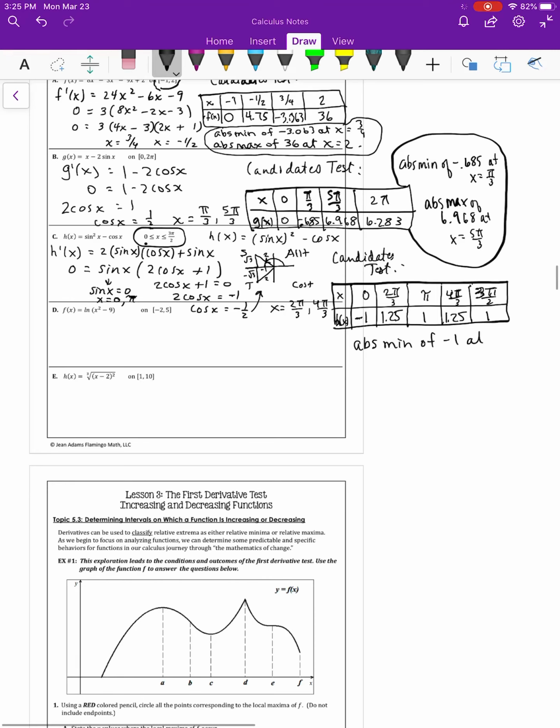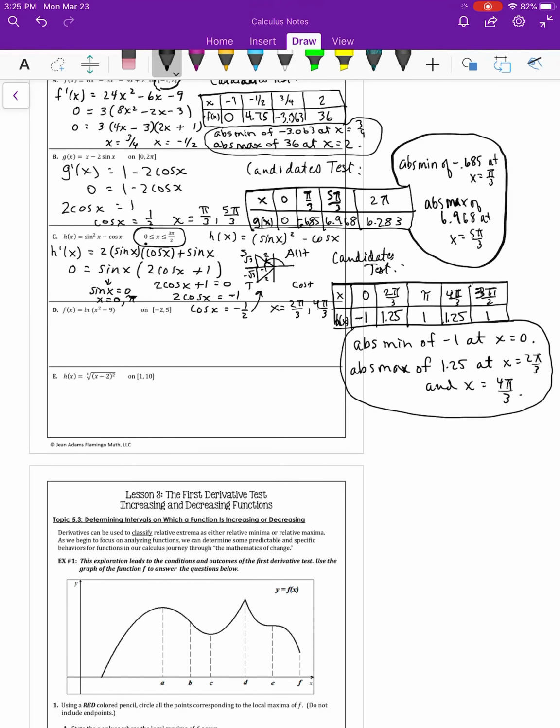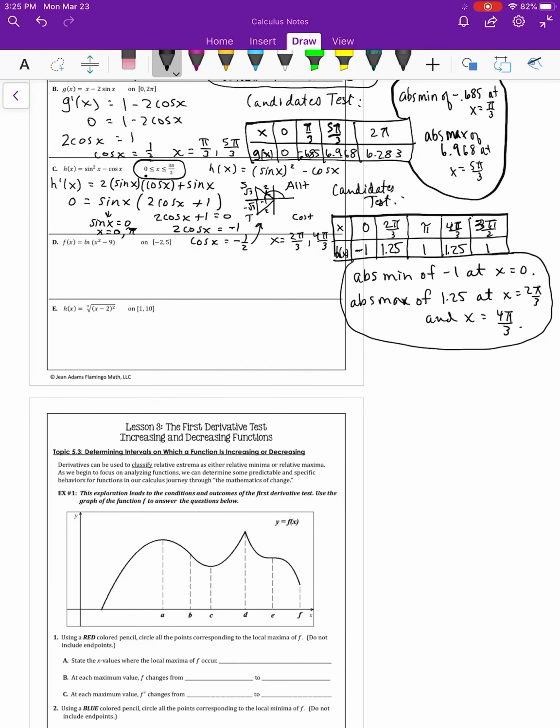So I always like to do the absolute min first. I don't know why, but absolute min of -1 at x equals 0. And then your absolute max is occurring in 2 different spots. So absolute max of 1.25 at x equals 2 pi over 3 and x equals 4 pi over 3. Okay, so it can happen in 2 spots, but really there's only one maximum. It's just that 1.25. It's just happening in 2 spots. So there are your extrema.